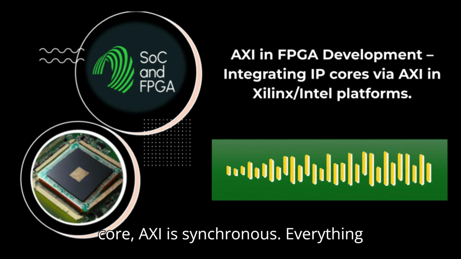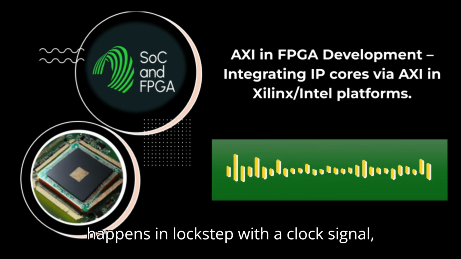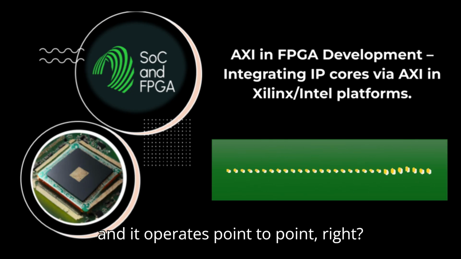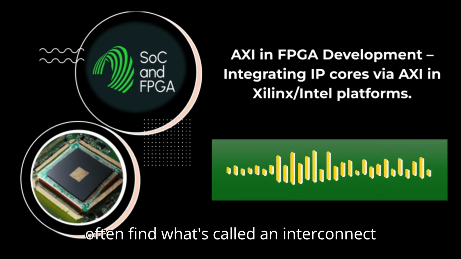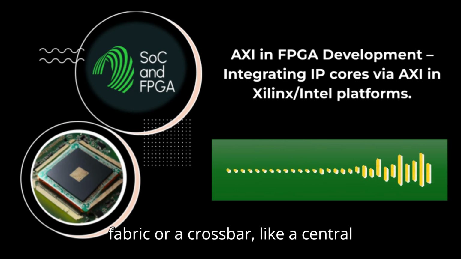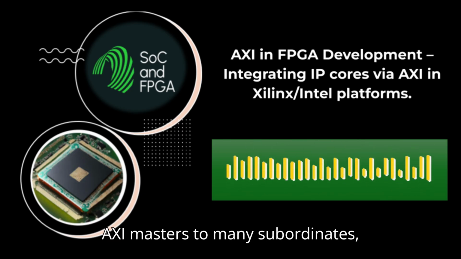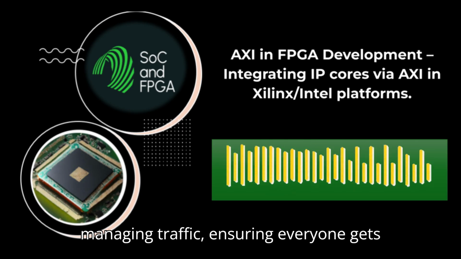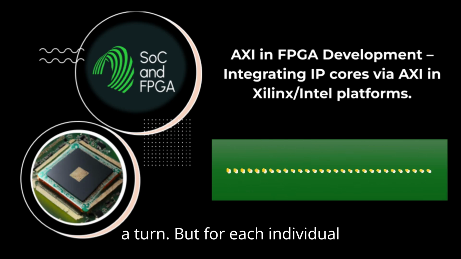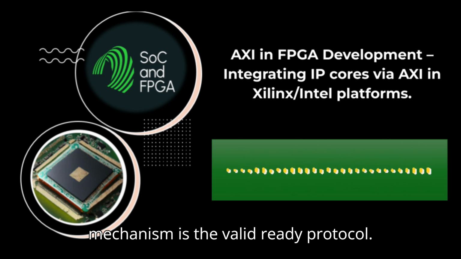Well, at its core, AXI is synchronous. Everything happens in lockstep with a clock signal, and it operates point to point. Now, in really complex systems, you'll often find what's called an interconnect fabric or a crossbar. Like a central switchboard? Exactly. Connecting many AXI masters to many subordinates, managing traffic, ensuring everyone gets a turn. But for each individual connection, the fundamental handshake mechanism is the valid ready protocol.